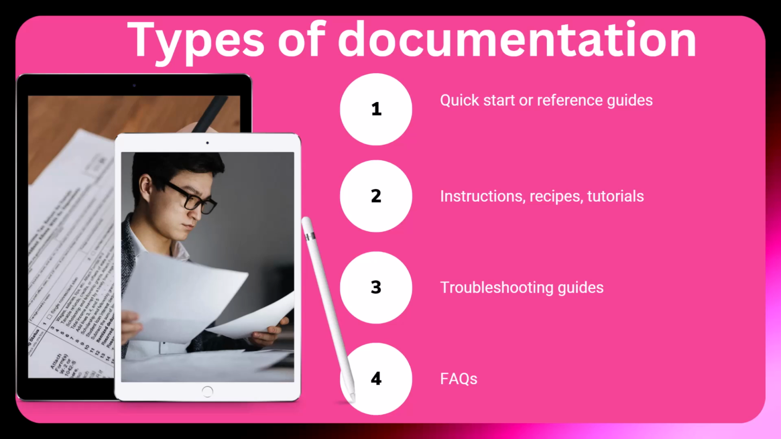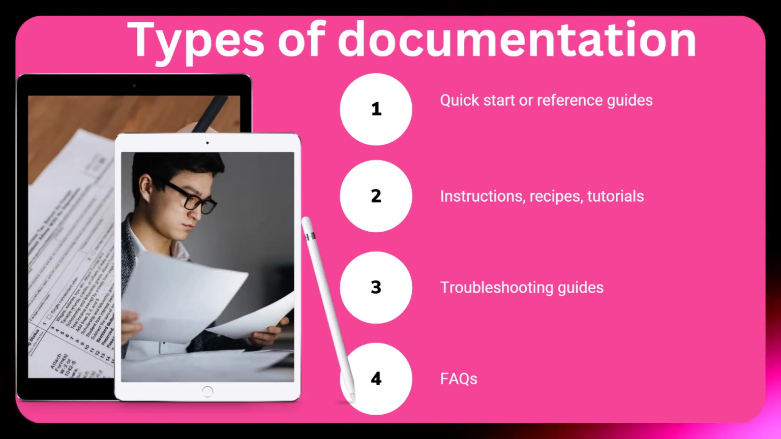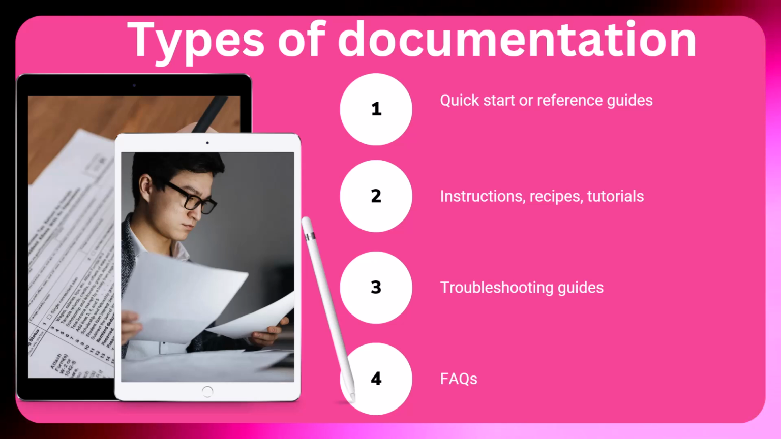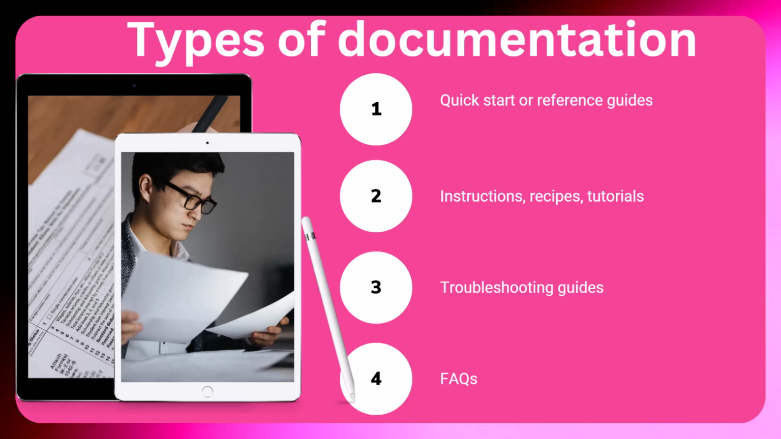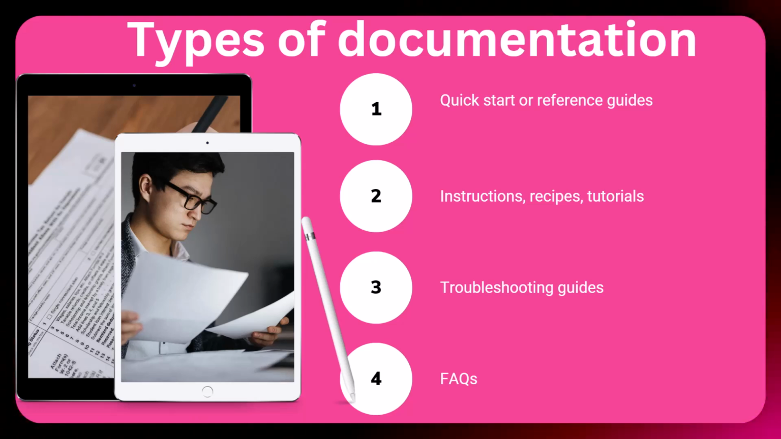Now, the assignment description has some basic things you have to include, but you can also get creative, like I said, and the more documentation you include, the more likely you are to produce a really excellent assignment, which of course is an A. So quick start or reference guides are a type of documentation. Instructions, recipes, and tutorials are another group. Troubleshooting guides are another form. And then finally we have FAQs.